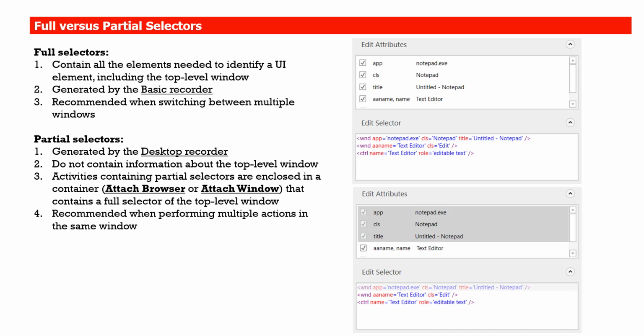But when you are dealing with only one element on one page, or you are changing windows in between, I mean, you are clicking on one window and then going to the next window and clicking one element, in those cases, a full selector would be a good way to do it. Right? I'll showcase an example so you don't need to worry about it.